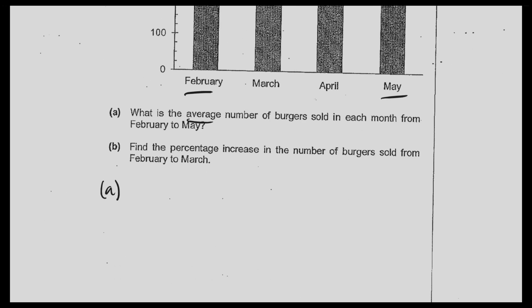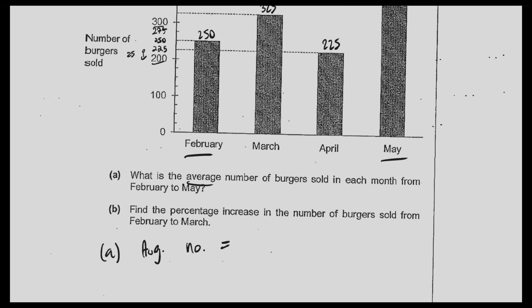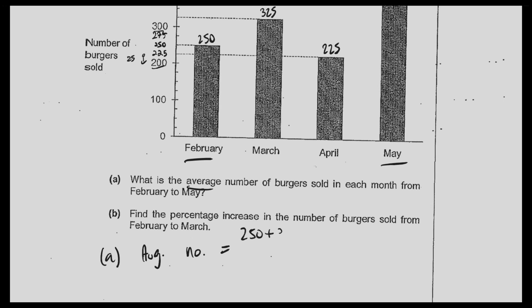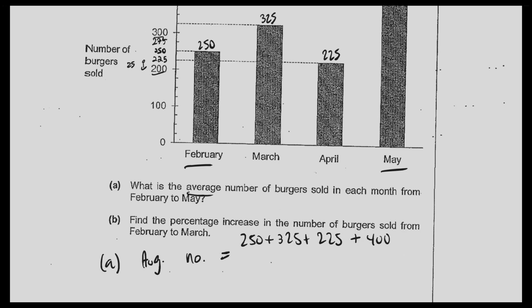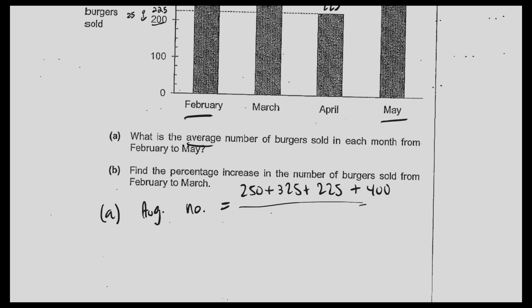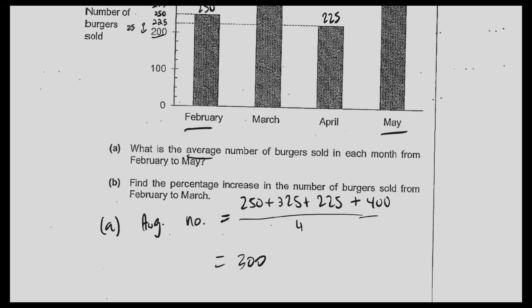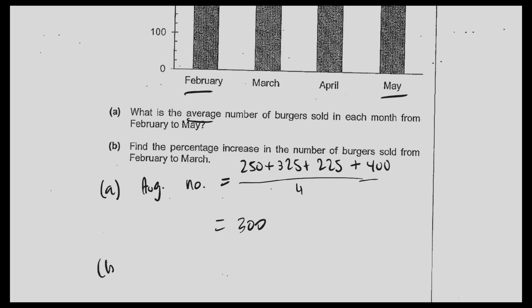So what is the average number of burgers? That is just 250 plus 325 plus 225 plus 400, take the whole thing divided by 4. Let's see what we get. We get 300. That's the average number of burgers, right? 300 burgers.